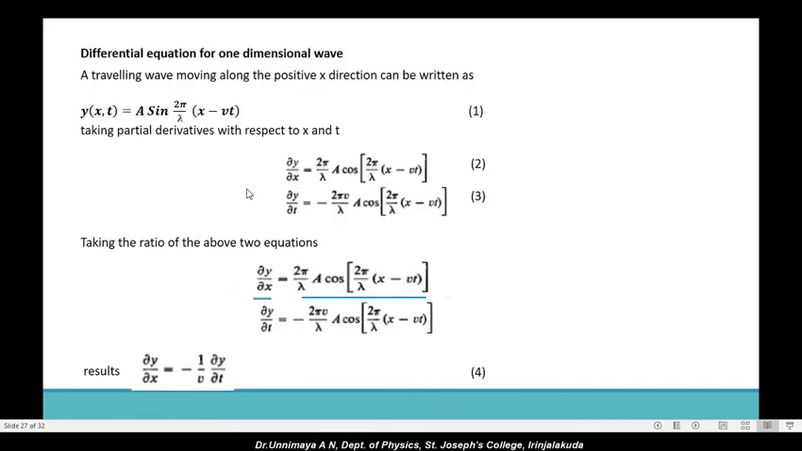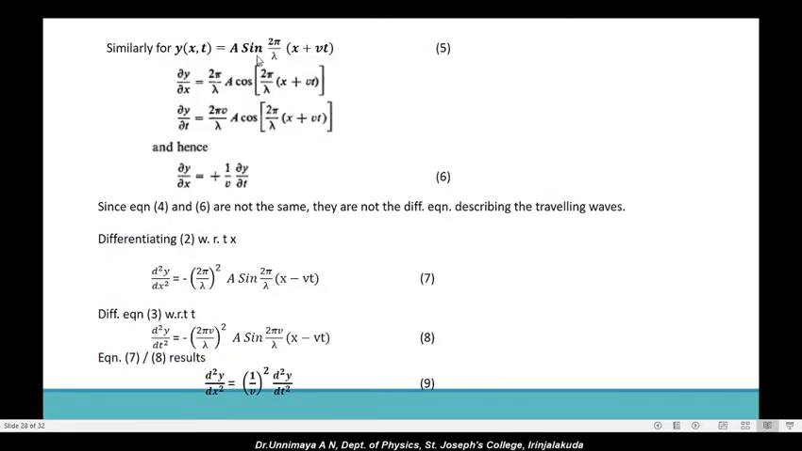So look into this equation. For the wave traveling in the positive x direction, you will get dou y by dou x is equal to minus 1 by v dou y by dou t. And for the wave moving in the negative x direction, you will get dou y by dou x is equal to plus 1 by v dou y by dou t. Since these two equations are not the same, this equation cannot be considered as the differential equation describing the traveling wave. So one with plus 1 by v and another with minus 1 by v. So we cannot take the first partial derivative of the equations as the differential equation for traveling wave.